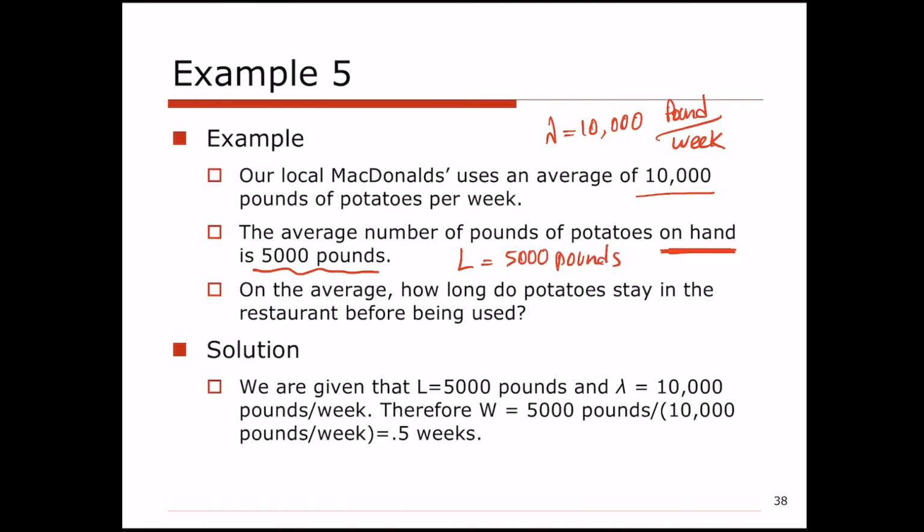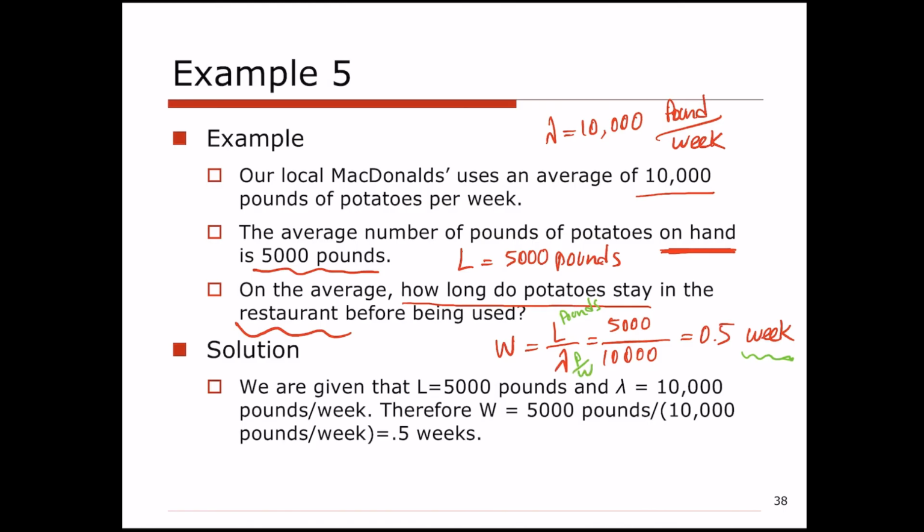And lastly, when it says on average, how long do potatoes stay in this restaurant, in the system, before they are being used, we basically need to calculate W, which is L over lambda. That's going to be half a week. Again, to find the correct unit of time, just pay attention that the unit for L is pounds, and the unit for lambda is pounds per week. So the unit of W, which is the time that these pounds of potatoes stay in the system, is going to be week.